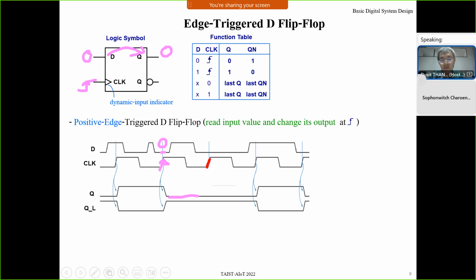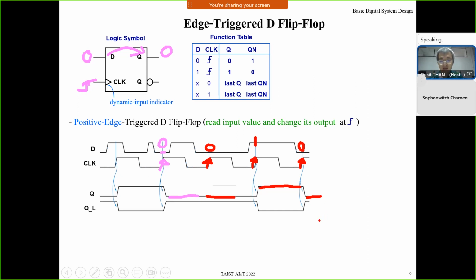At this point of time, clock tick, D is 0, so Q is 0. At this point of time, when clock tick, D is 1. That means when it reads data, Q then changes to 1, and keeps this value until the next clock tick and reads data again. When D is 0, then Q becomes 0.